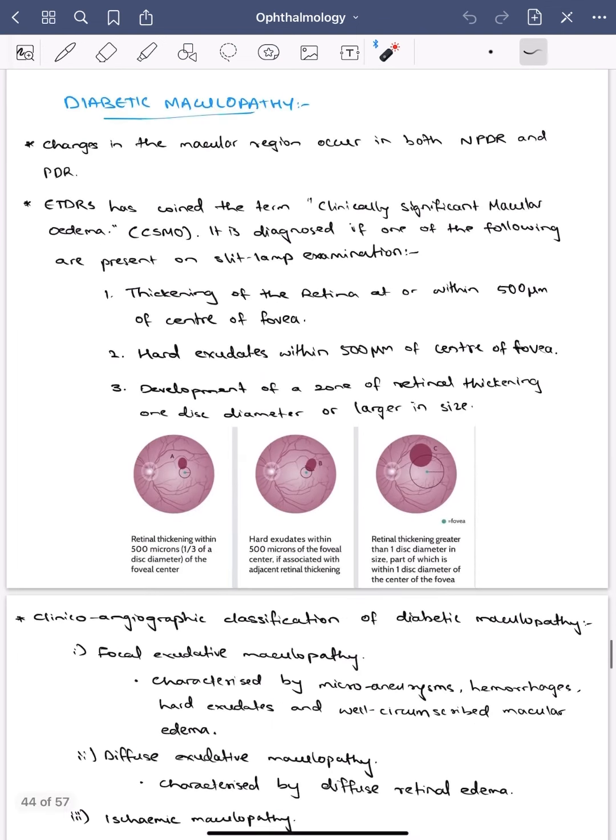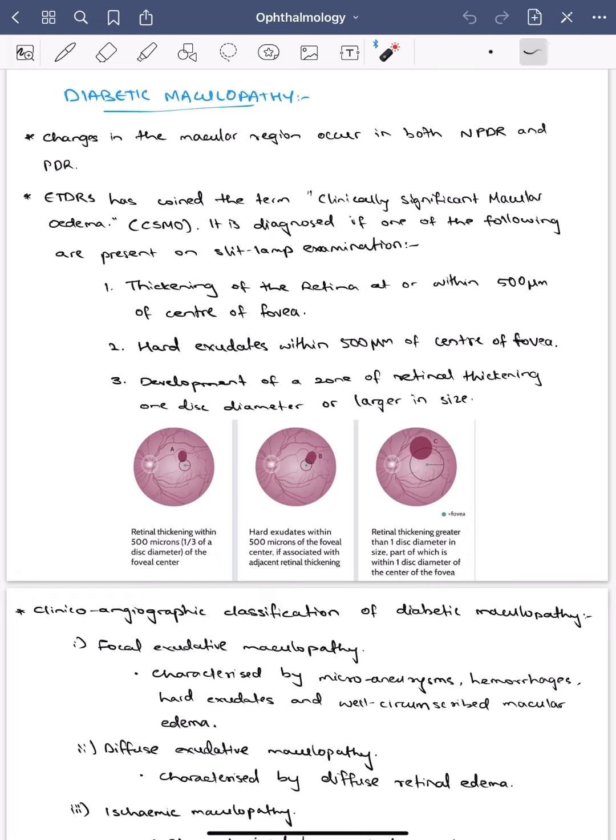Now, moving on to diabetic maculopathy. Now, changes in the macular region can occur in both NPDR and PDR. Now, ETDRS has coined the term clinically significant macular edema, or CSME. Now it is diagnosed if one of the following is present on slit lamp examination. The first is thickening of the retina at or within 500 micrometer of the center of fovea. The second is hard exudates within 500 micrometer of the center of fovea, and third is development of a zone of retinal thickening 1 disc diameter or larger in size.